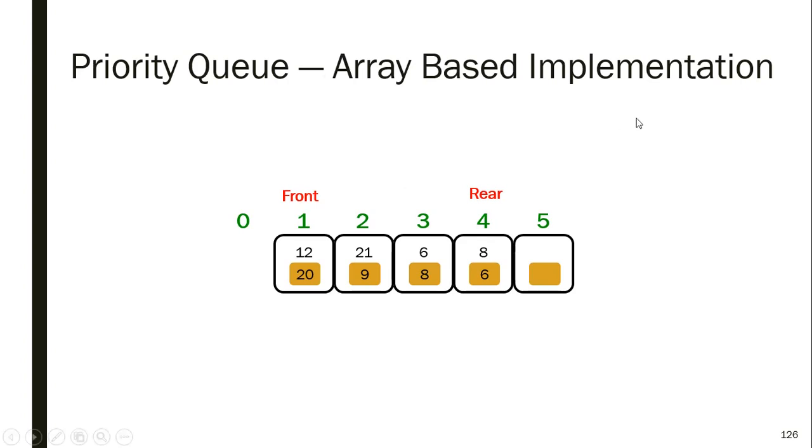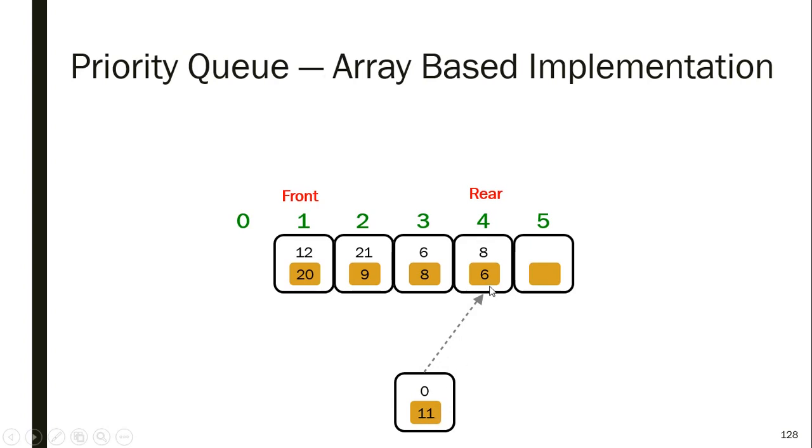For example, this is a priority queue and the original values are 12, 21, 6, 8. Maximum 5 values can be in the queue, but now there are 4, so size is 4. You have been asked to insert a new value 0 and its priority is 11. So what will you do? You will start from the rear and compare its priority. Its priority is higher.